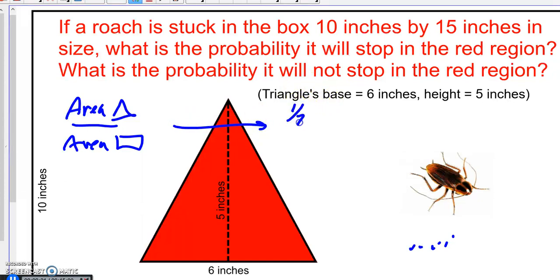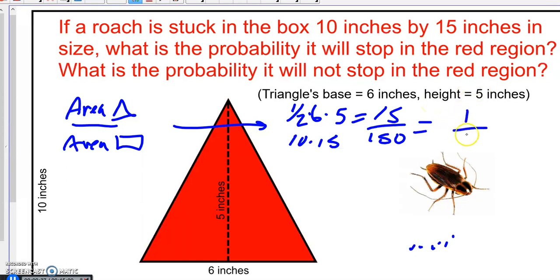The area of that triangle is 1/2 base times height, 15. The area of the rectangle is 10 times 15, so 150. So then the probability that it would stop in that triangle is 1 out of 10. And it kind of makes sense because 1/10 of the rectangle is the triangle in terms of area.